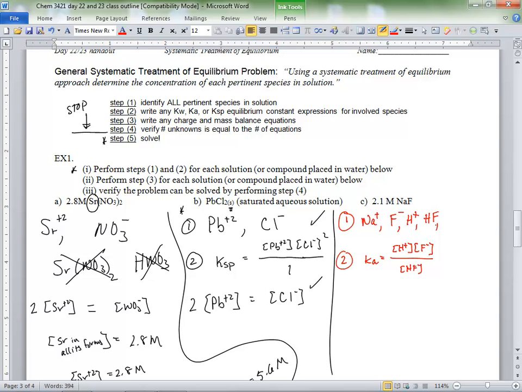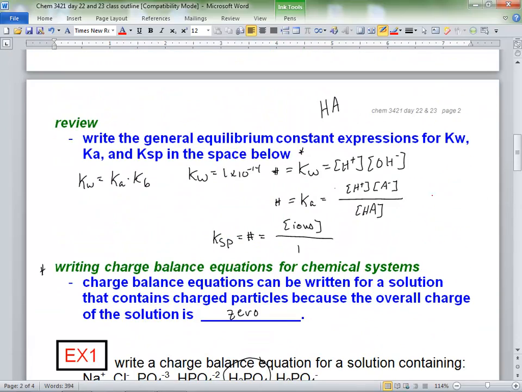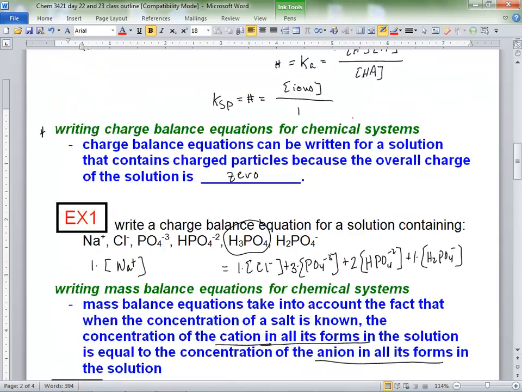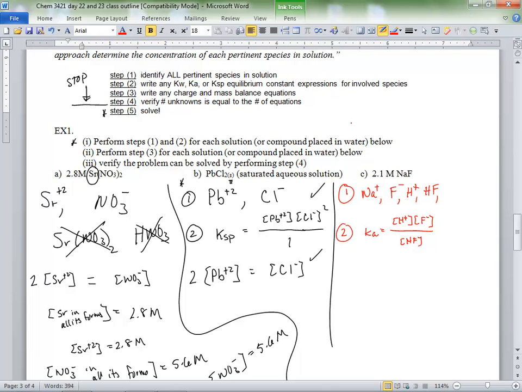I can't write a KSP. Can I write a KW using the involved species? KW, we always said KW was H and OH equals 1 times 10 to the negative 14. We have H. So you have to write KW now, simply because we have an H plus. But now I need to add what to my list? OH.